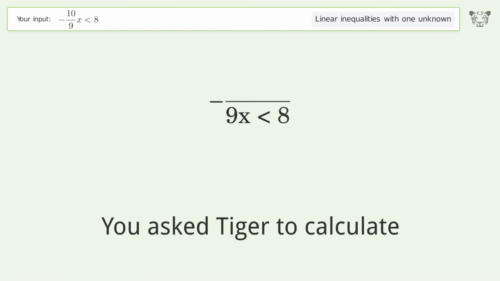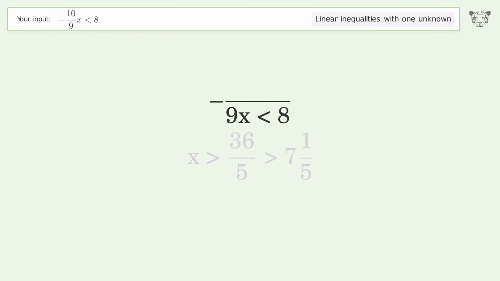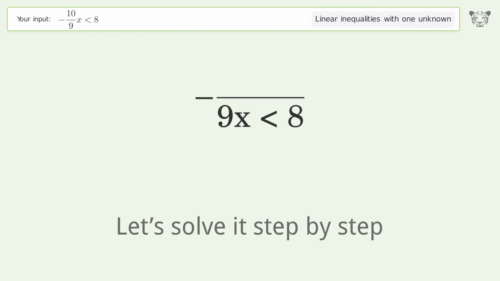You ask Tiger to calculate. This deals with linear inequalities with one unknown. The final result is x greater than -36/5 greater than -71/5. Let's solve it step by step.